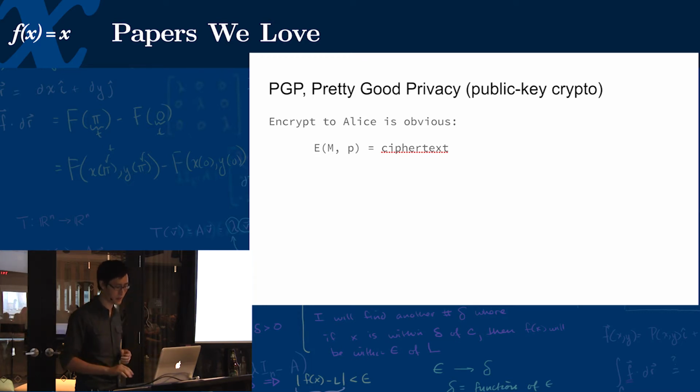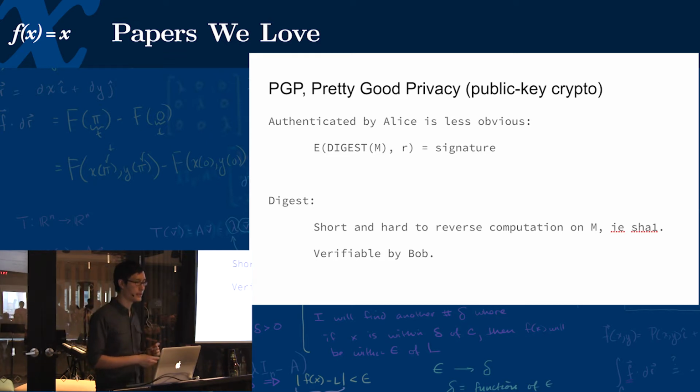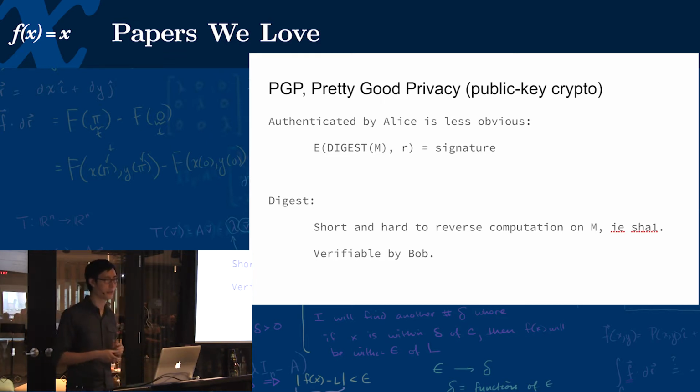So that's fairly straightforward. Now there's another less straightforward but neat protocol here, which is that Alice can prove in a message who she is. The way that she does this is she'll take the message and she'll produce a digest, and then she'll encrypt the digest with her private key. Okay, so very quickly, a digest is a short and hard to reverse computation on M.